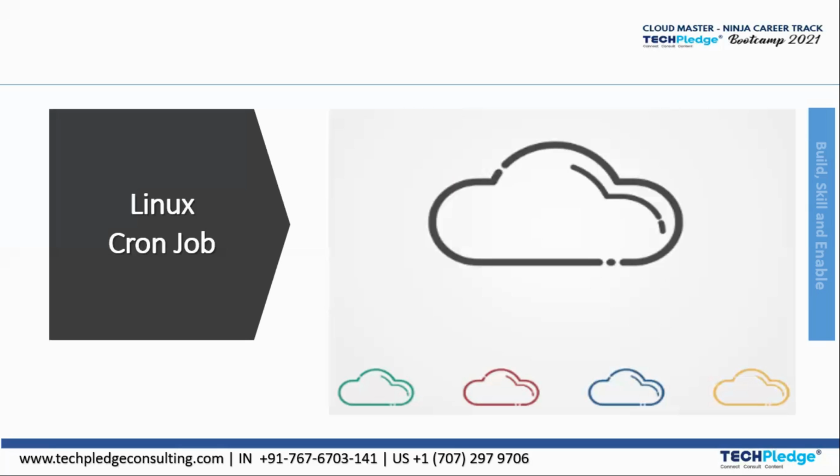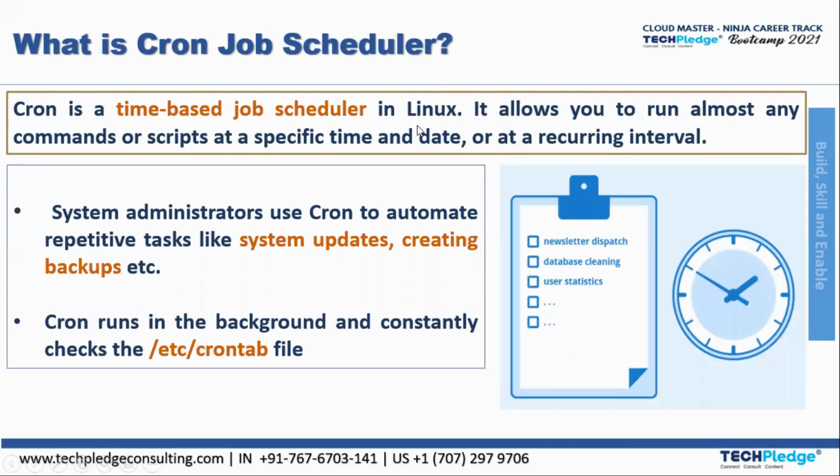So let's move into Linux cron job and let's see what it says. What is a cron job scheduler? It is a time-based job scheduler in Linux. There are different jobs you see, like newsletter dispatch, database cleaning or user statistics. These are the jobs happening, and you can automate them for time intervals. So it allows you to run almost any commands or scripts at a specific time and date or at recurring intervals. And that's how a cron job scheduler works.